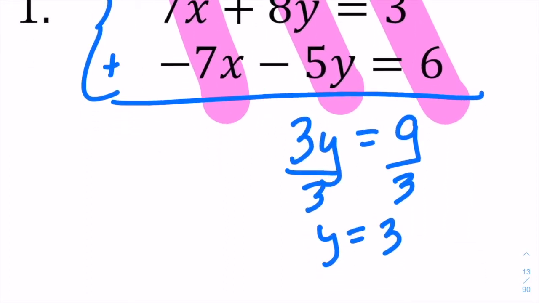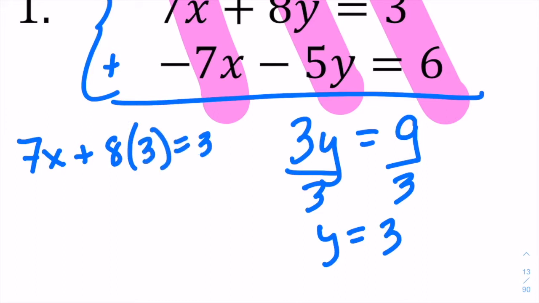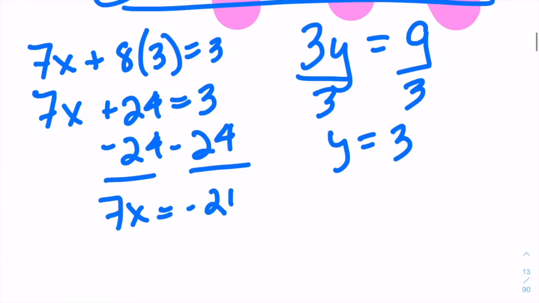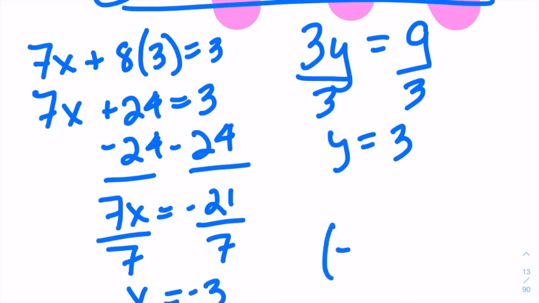So let's go ahead and plug that into our first equation. 7x plus 8 times 3 equals 3, and that's 7x plus 24 equals 3. We'll subtract 24 from both sides. We get 7x equals negative 21. Divide both sides by 7, and we get x equals negative 3. So our solution is negative 3, 3.